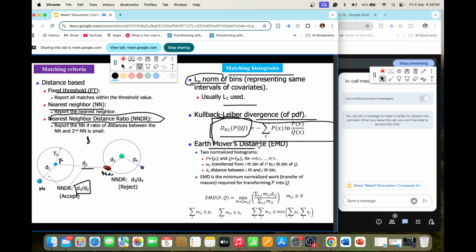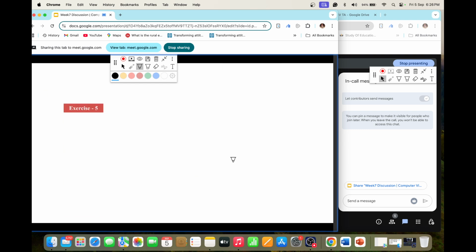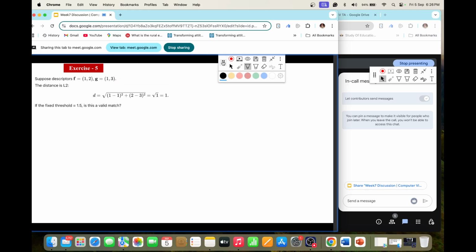And third, we have another distance measure called earth mover distance. Here we have two normalized histograms, p and q. We can discuss it in a question, which will make it clearer. So let's move on to the question directly.